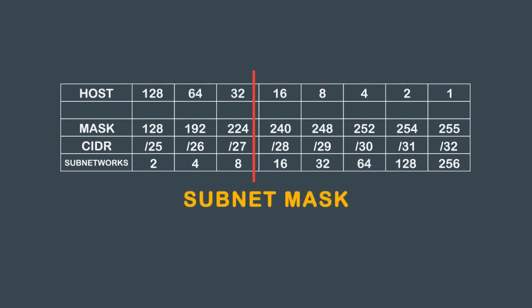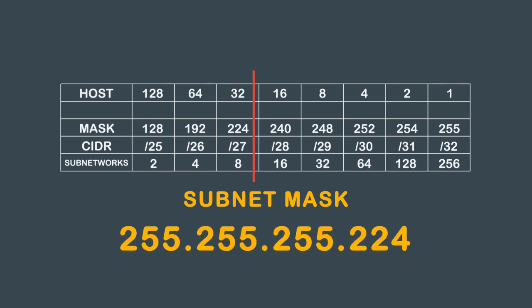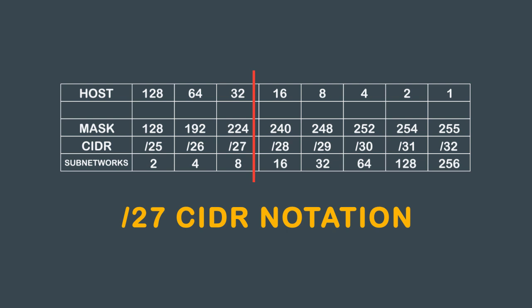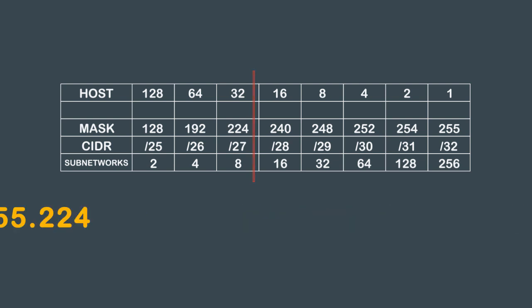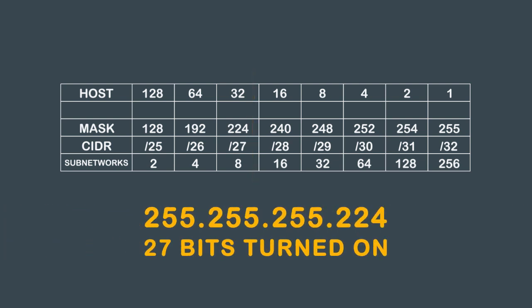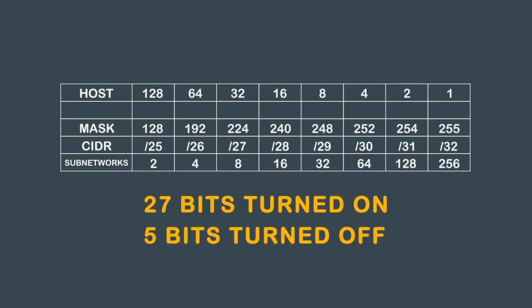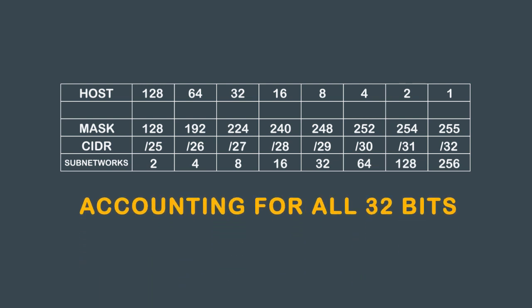A subnet mask of 255.255.255.224, or a /27 network using CIDR notation. By counting the bits turned on from left to right, you get 27. 8 bits in the first octet, 8 bits in the second octet, and 8 bits in the third octet, plus 3 bits in the fourth octet. 8 plus 8 plus 8 plus 3 equals 27. 27 bits turned on for networks and 5 bits turned off for hosts, accounting for all 32 bits.